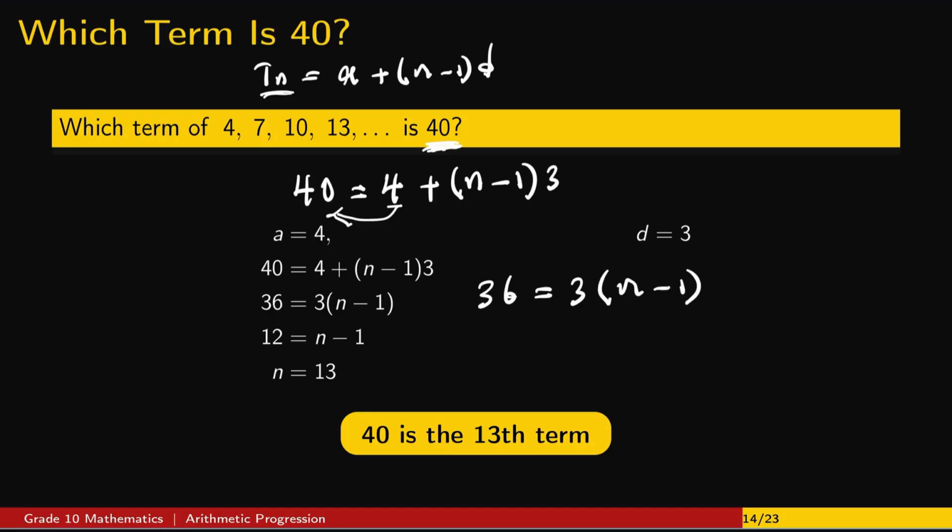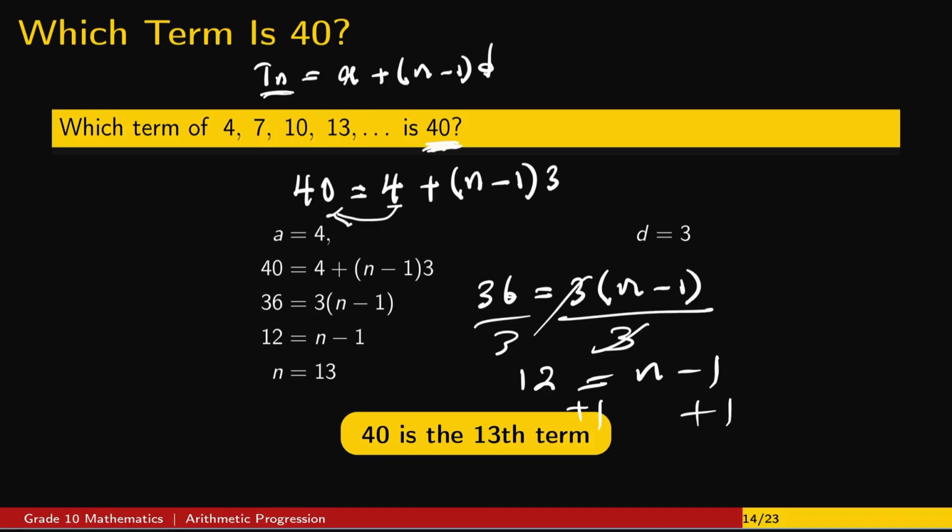I write n minus 1. Then we can divide throughout by 3, so 3 and 3 cancel. 3 into 36 is 12, which is n minus 1. Okay, we can add 1 to both sides. So this is 12 plus 1, which is 13, is equal to n. So n is 13.